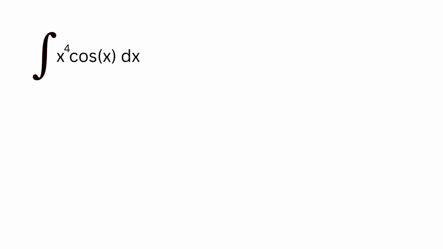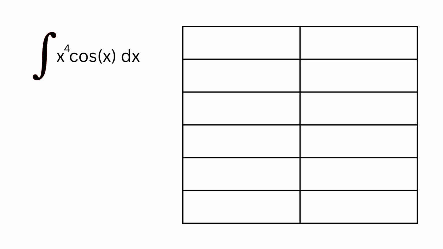Integral of x power 4 cosine x dx. So we create a table with two columns, and we divide the integrand into two parts, f of x and g of x. f of x is x power 4, and g of x is cosine x.